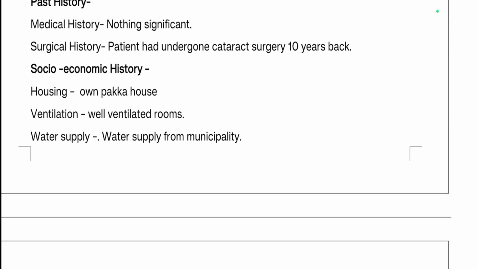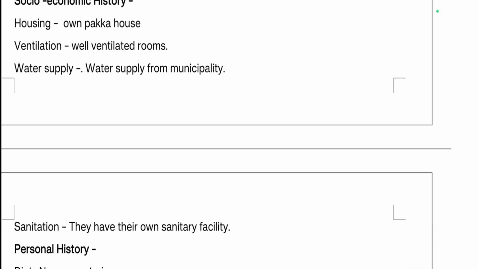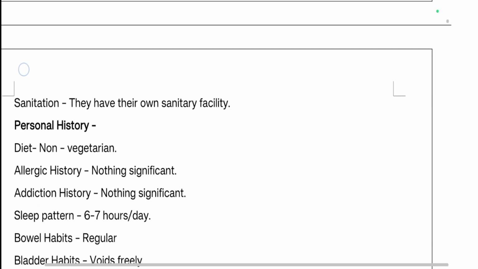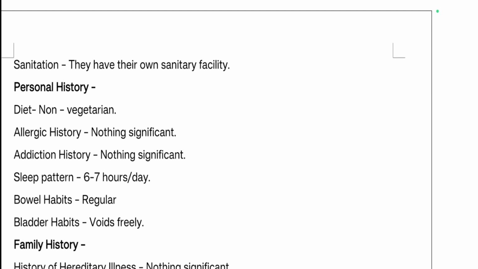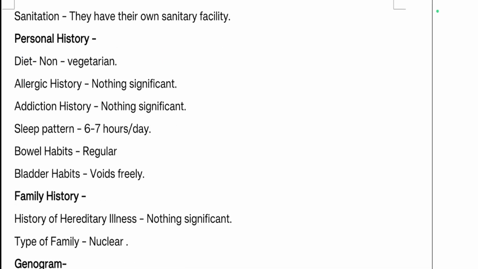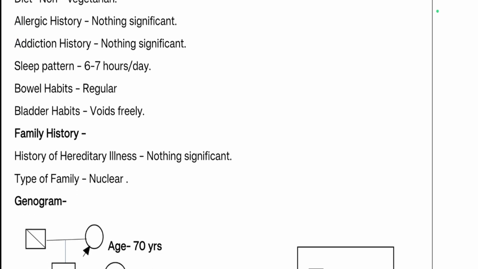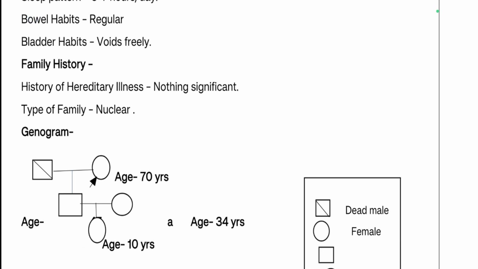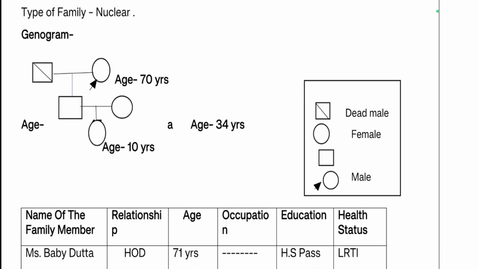Then the past history, medical: nothing significant; surgical: according to your patient, that should be written. Socioeconomic history and housing, ventilation, water supply, sanitation are common. All of the headings are common. Okay, the personal history, diet history, allergic history, addiction, sleep pattern, bowel and bladder habits should be written. The family history, whether any hereditary disease is there or not, and the genogram, should be written.